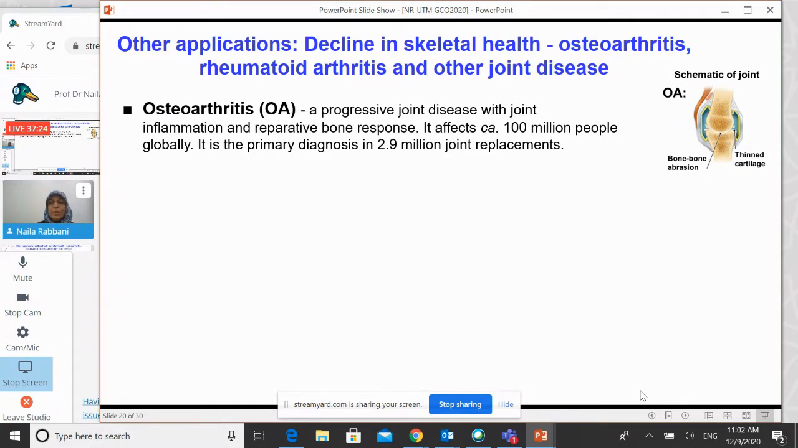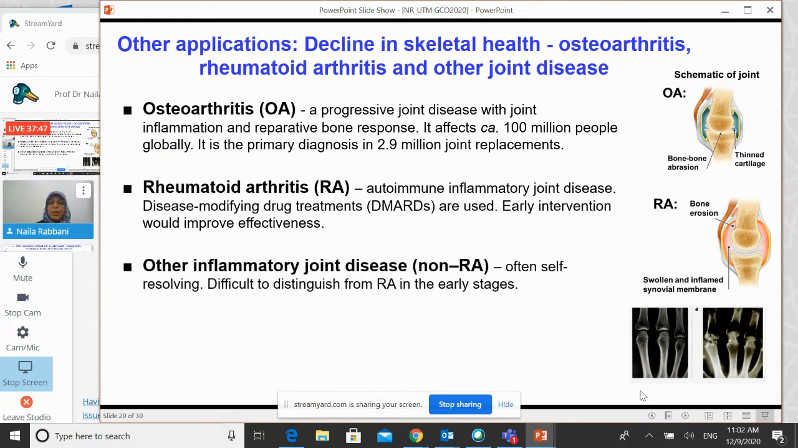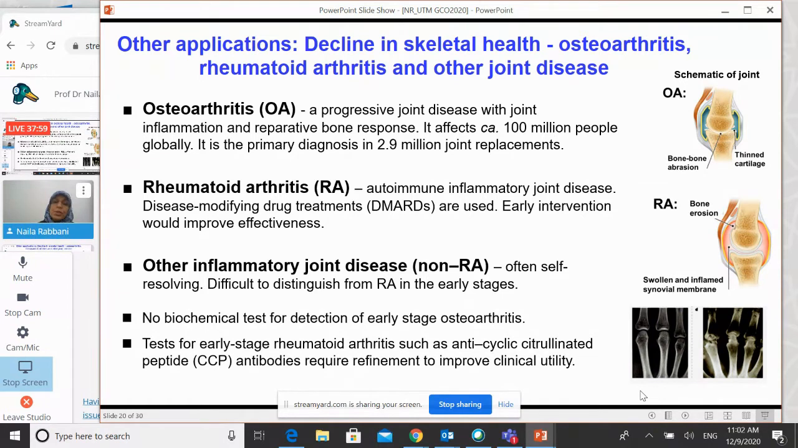It affects about 100 million people globally. It is the primary diagnosis in 2.9 million joint replacements every year. Rheumatoid arthritis is an autoimmune inflammatory joint disease. Disease-modifying drug treatments are used, and early intervention would improve effectiveness. And other inflammatory joint disease, we call it non-RA, is often self-resolving and difficult to distinguish from RA in the early stages.